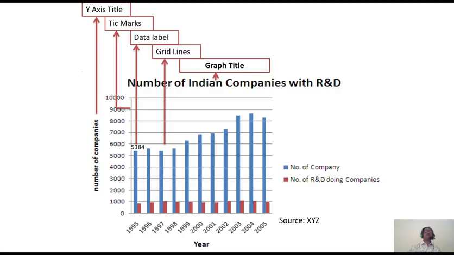And now comes the graph title. As you can see, it comes at the center, at the top of the graph, so that it can give you a vivid description of the graph. After that, here we get the legend.